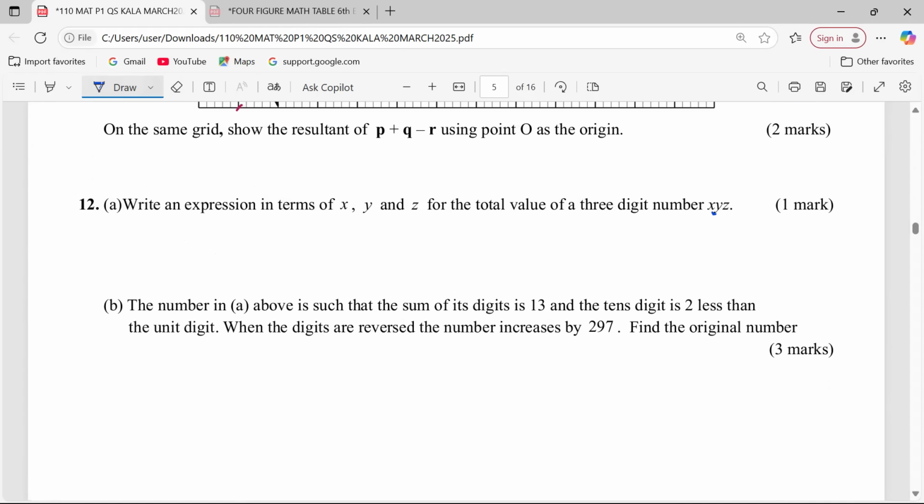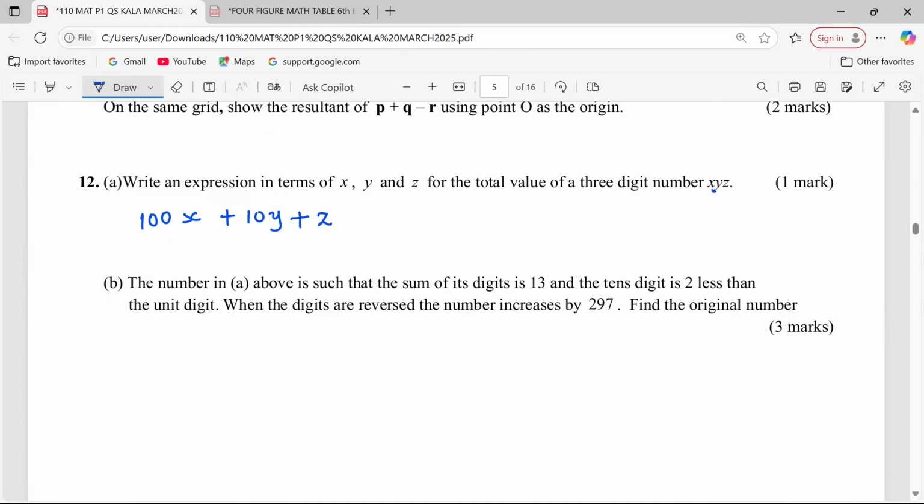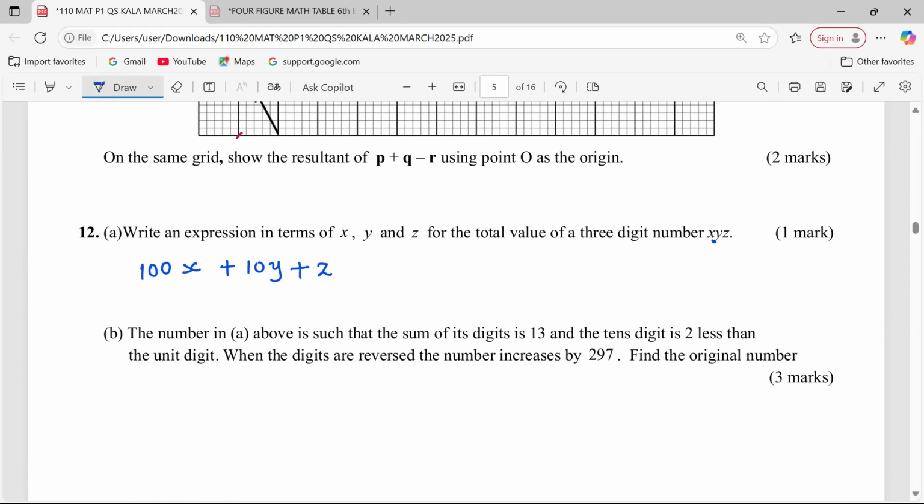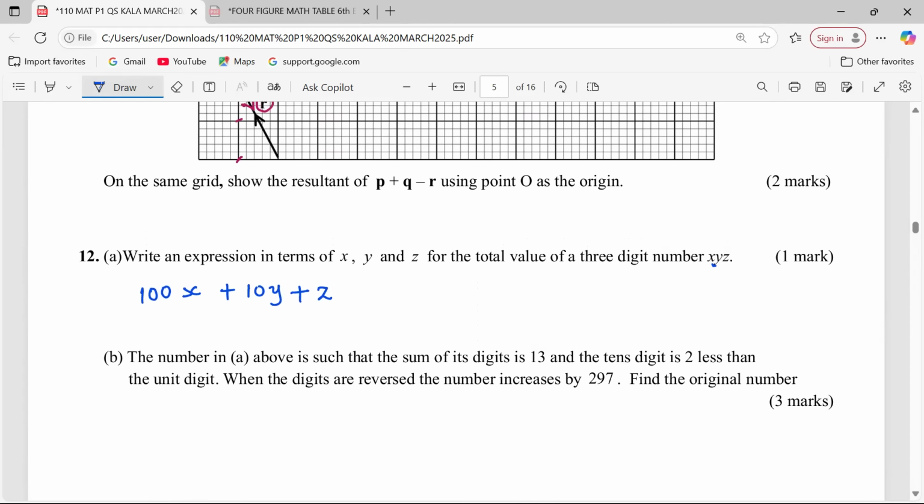So now the expression shall be 100X plus 10Y plus Z. Z is on ones, so it is Z times 1. So this is the total value of the number. Let me continue expanding this expression. When you are told, for example, a number is 286, the value of this number is, 2 is in hundreds position, so it's 2 times 100.